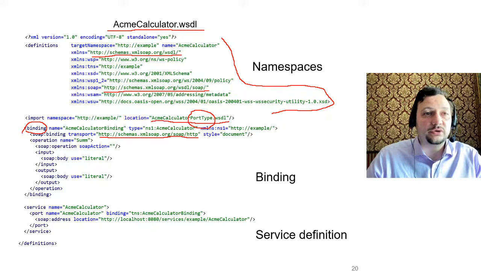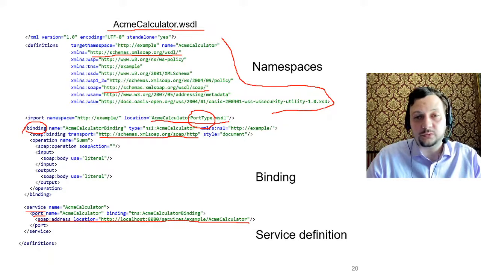Next, we would describe the service, where the service is located. And in this part, we can see that this is the service Acme calculator. And on the Acme calculator, we have one port, and this port is accessed by the following URI: localhost services example Acme calculator. We create this service, and this service would be available using this URI.